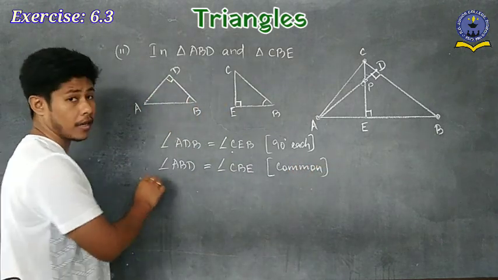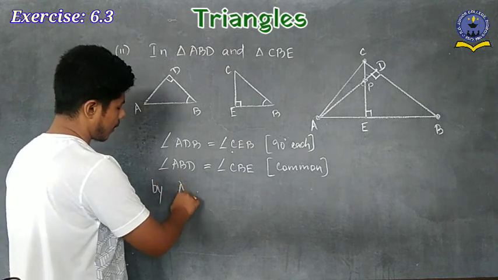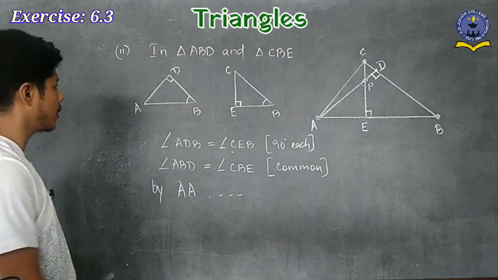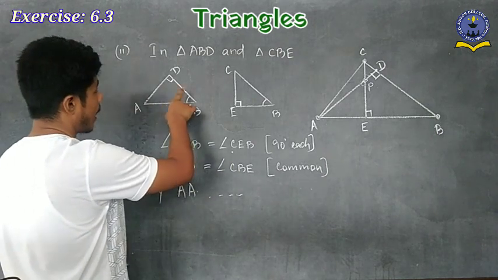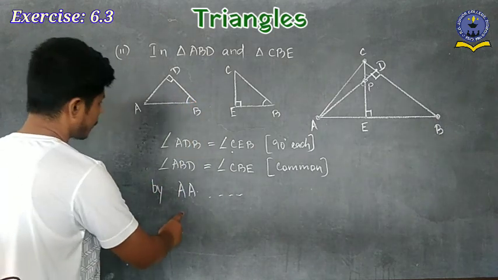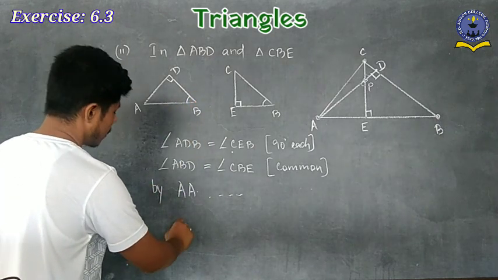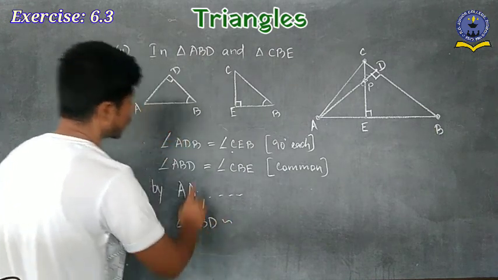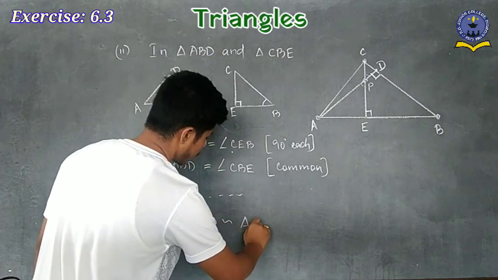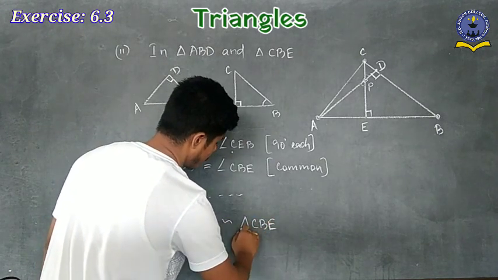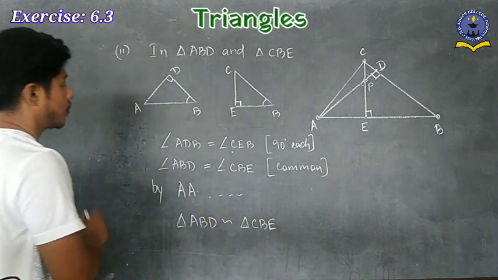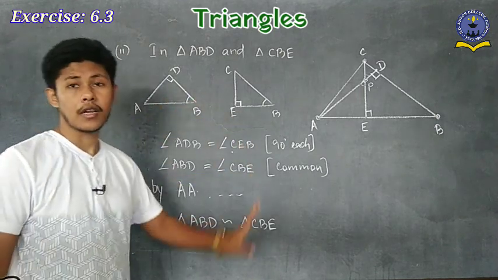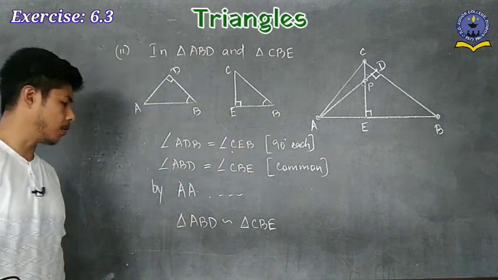So therefore by which criteria? Again by angle, you have to complete this. Therefore by angle similarity criterion, what can we write? ABD and CBE are similar. Therefore we have to write here triangle ABD similar to triangle CBE. Is it clear? ABD similar to CBE. I think all of you understood this one. One angle is common, another one is 90 degree. So in this way easily we can solve the second one.